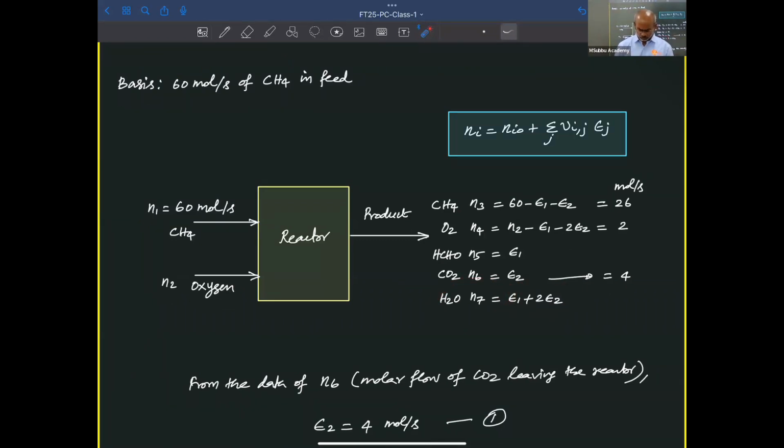Now at last, what are we going to solve? We are actually going to solve for N2. For that only, we are doing this systematically. We are writing what is there in the product, and everything is written in terms of E1 and E2. Shall we solve that now?